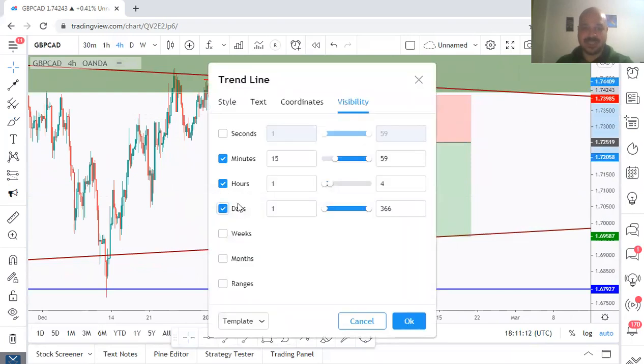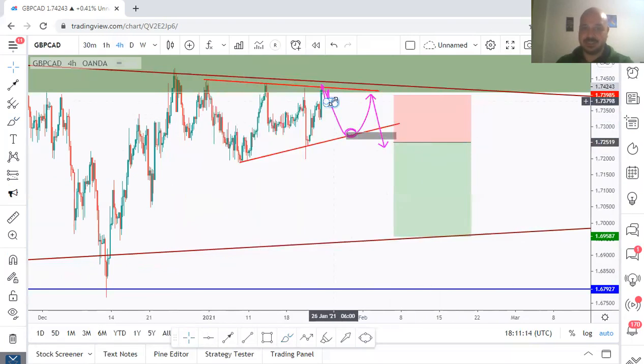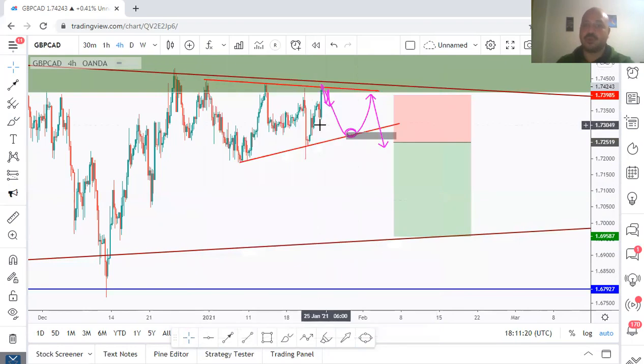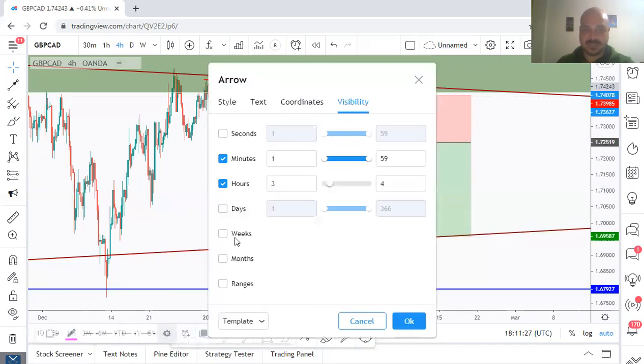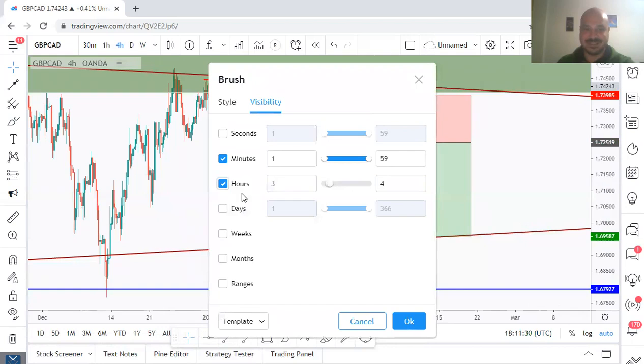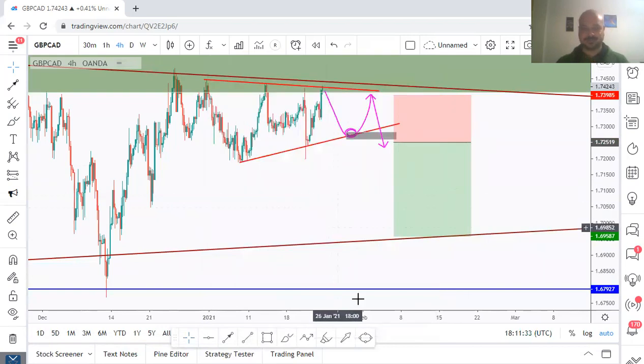Right? Always make your chart clean so that when you come back, let's say after a week, you can still know what to look for, right? Always keep your charts clean. Let me remove it. Here we go. And of course, this little thing.